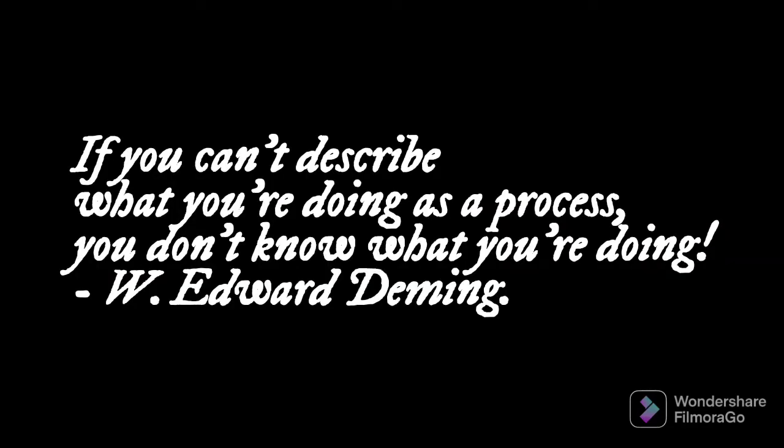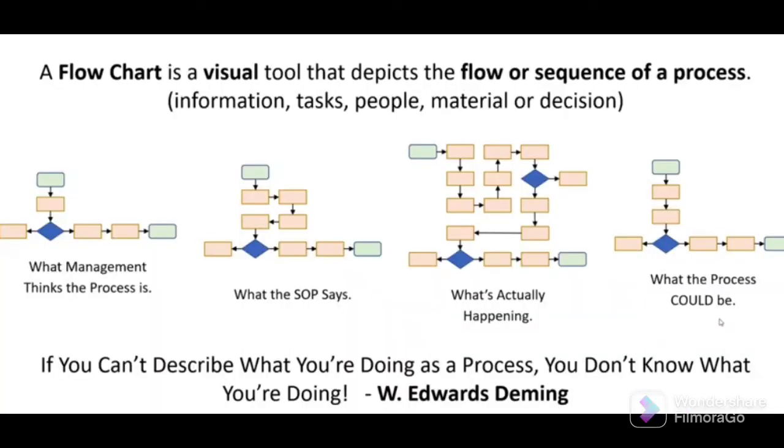This way, we can get everyone on the same page about what is happening. I love this quote by Edward Deming: if you can't describe what you're doing as a process, you don't know what you're doing. The best way to describe what you're doing is to use a flowchart. That's why this tool is very powerful in the planning or defining phase, and it is really good to use a flowchart to know the process and make it improved.